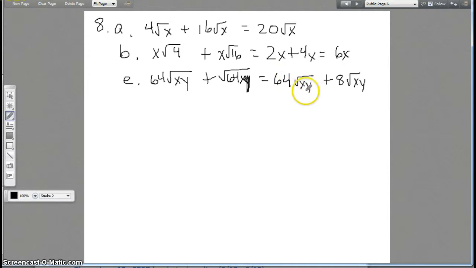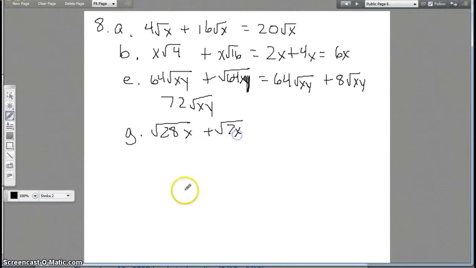64 of these square root xy's plus another 8 square root xy's is going to give us 72 times the square root of xy. So we could actually simplify that. Okay, let's look at part G. Part G is square root of 28x, and then we're going to add the square root of 7x.